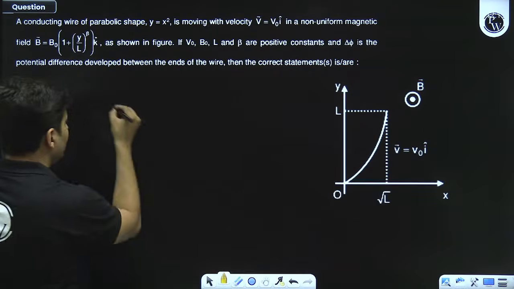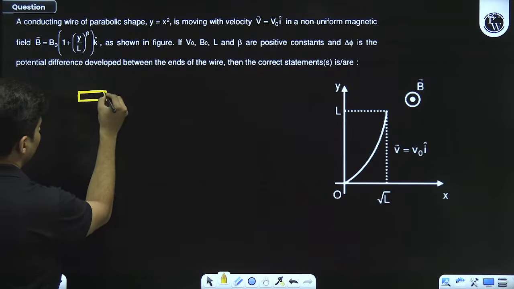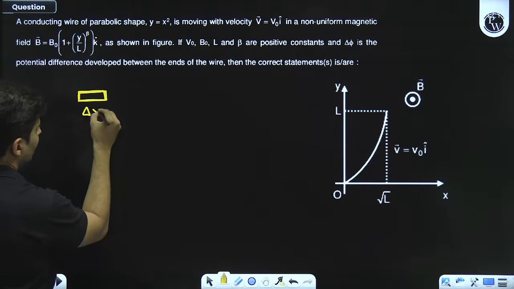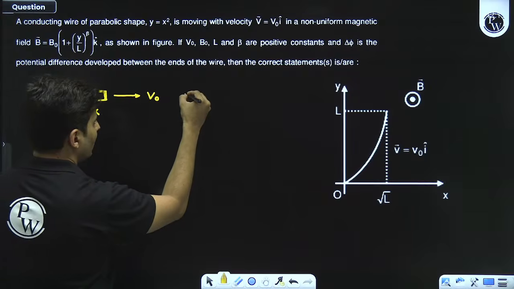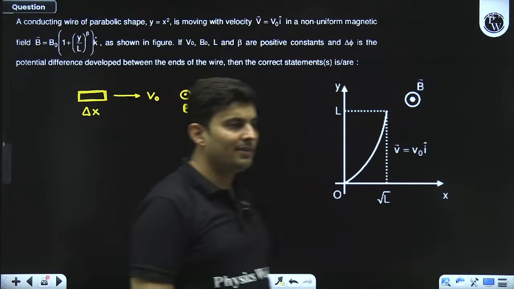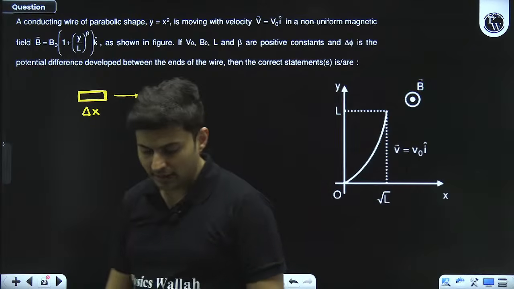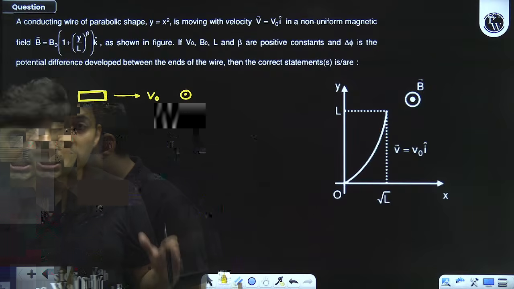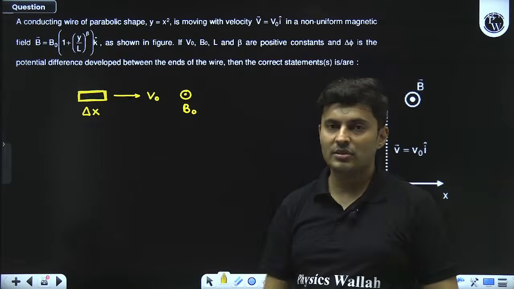If I take a wire like this, whose length is delta x and it moves with some velocity v naught, and the magnetic field is towards you. Tell me what will be the EMF generated in that element of wire. What will be the EMF developed inside that element? That element is horizontal and moving like this.